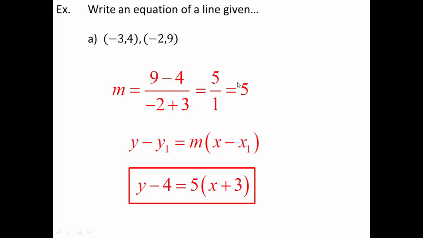Now, you might say, well, don't I have to convert it to y equals mx plus b form? Because my algebra teacher always told me to convert to y equals mx plus b. And I will say, screw what your algebra teacher said. The question says, write an equation of a line. I have written an equation of a line. I have answered the question. The end.